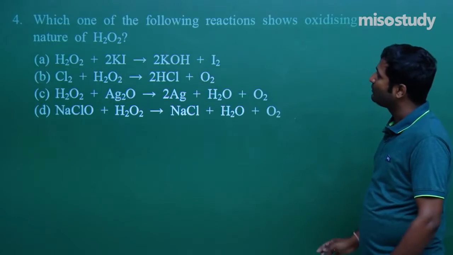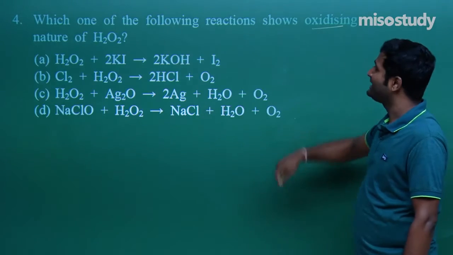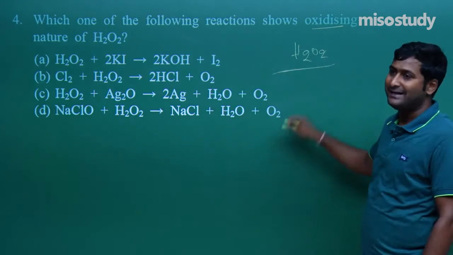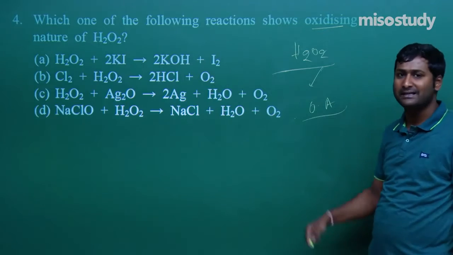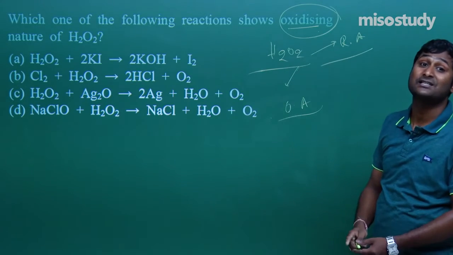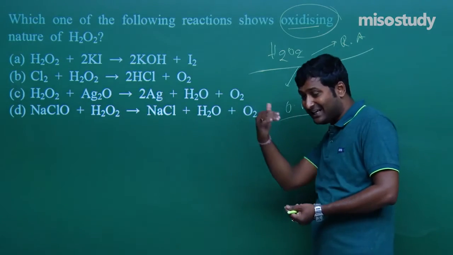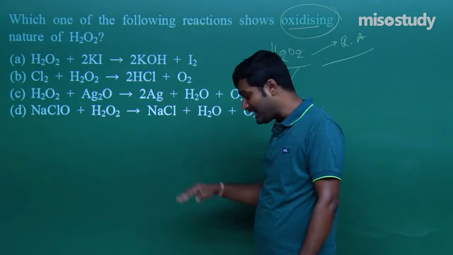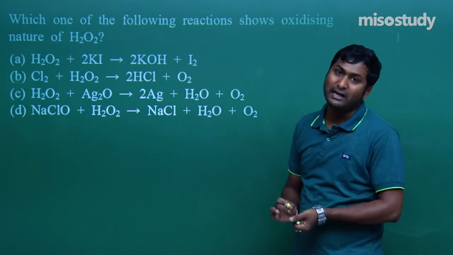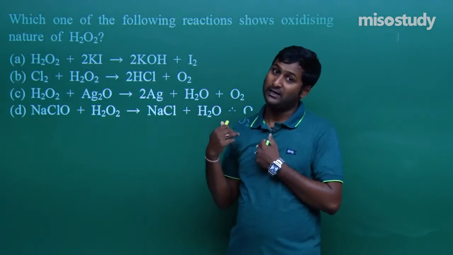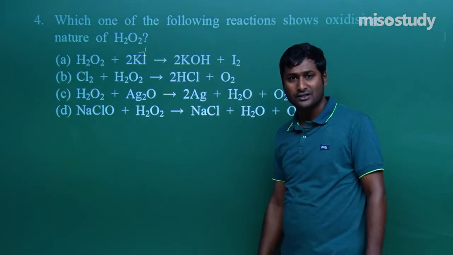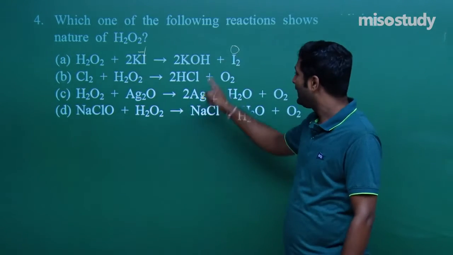Now the next question is, which of the following reactions shows the oxidizing nature of H2O2? We know that H2O2 can behave as an oxidizing agent, and it also behaves as a reducing agent. Now the case which shows the oxidizing nature, that means if there is a decrement in oxidation state, then we can say it is oxidizing nature. But if there is an increment in oxidation state, then it behaves as a reducing agent.